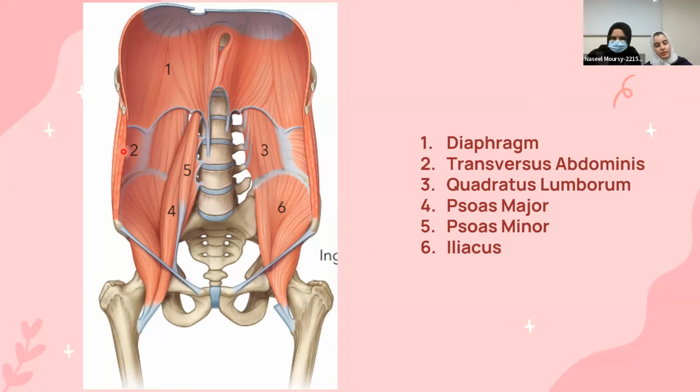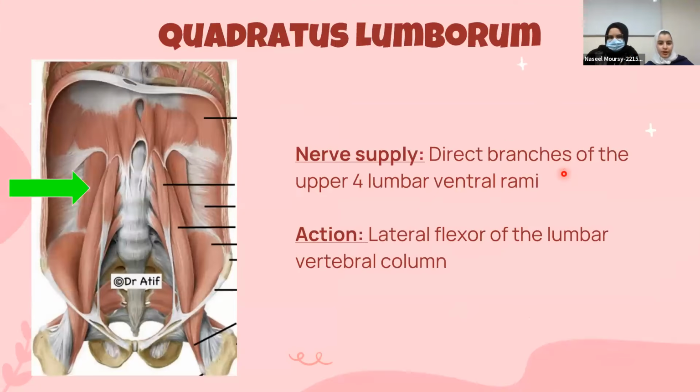Okay, the second one, we didn't really talk about it, but it's transversus abdominis. So it kind of wraps around your abdomen. Okay. So we're gonna go through each muscle and its nerve supply and action.